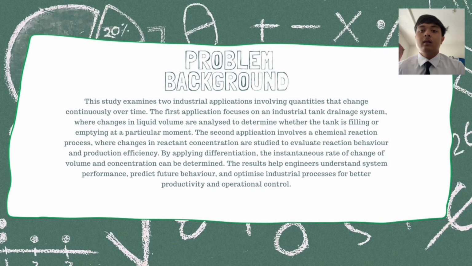By applying the concept of differentiation, we can calculate the instantaneous rate of change of both the liquid volume and the reactant concentration. This result help engineers understand the performance of industrial system, predict future behavior, and optimize industrial process to achieve better productivity and more effective operational control. With that, let us begin our presentation.